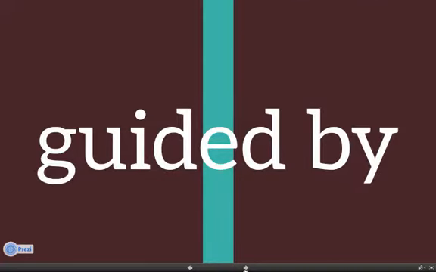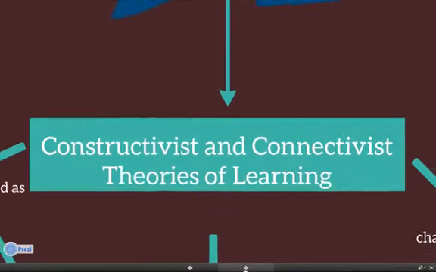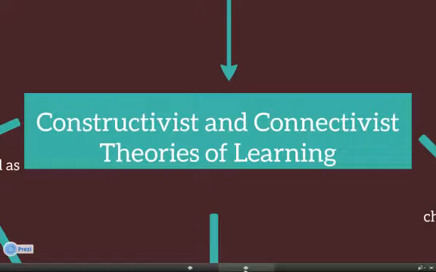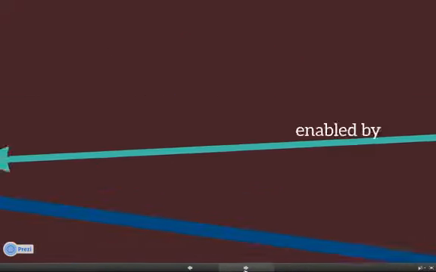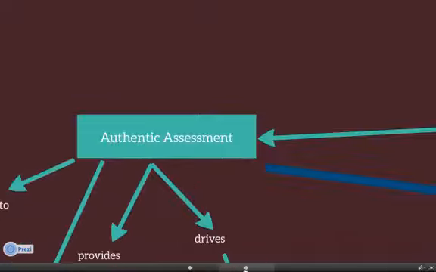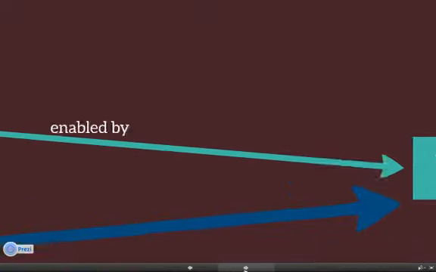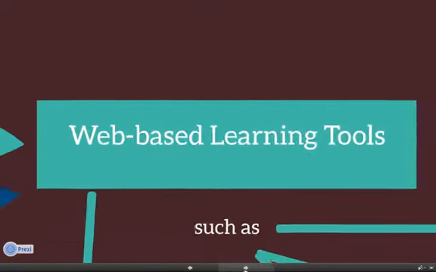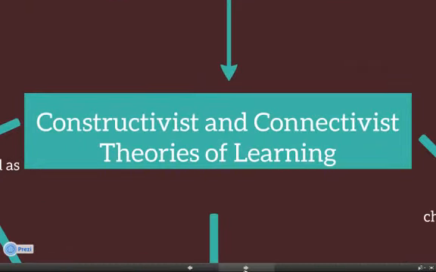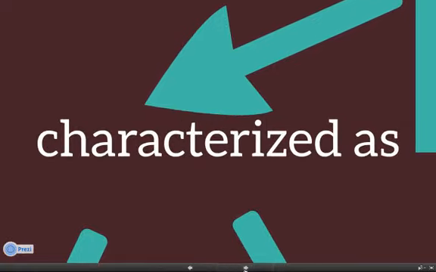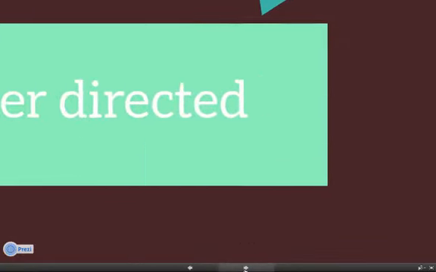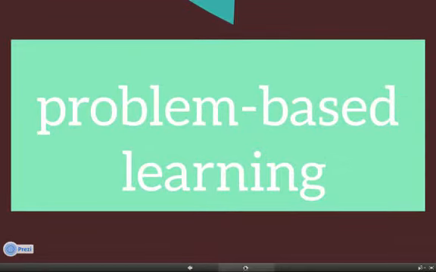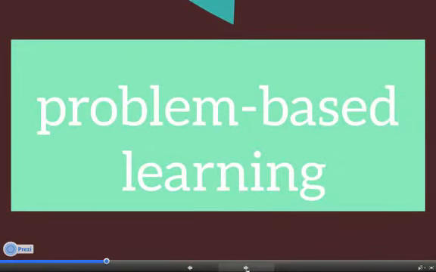So this concept of the shifted classroom is guided by constructivist and connectivist theories of learning. And it is enabled by authentic assessment, as well as web-based learning tools. So constructivist and connectivist theories of learning can be characterized as collaborative, learner-directed, and problem-based learning. And that's more on the constructivist side of things.